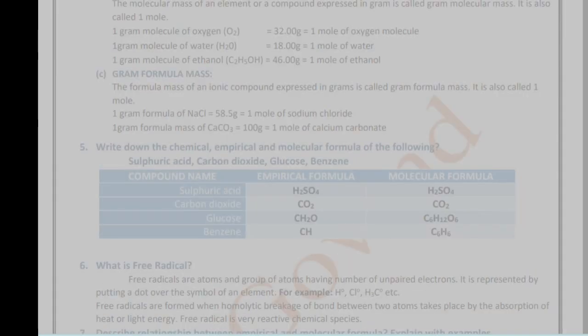Gram molecular mass. The molecular mass of an element or a compound expressed in grams is called gram molecular mass. It is also called 1 mole. 1 gram molecule of oxygen, O2, equals 32.00 g equals 1 mole of oxygen molecule. 1 gram molecule of water, H2O, equals 18.00 g equals 1 mole of water. 1 gram molecule of ethanol, C2H5OH, equals 46.00 g equals 1 mole of ethanol.